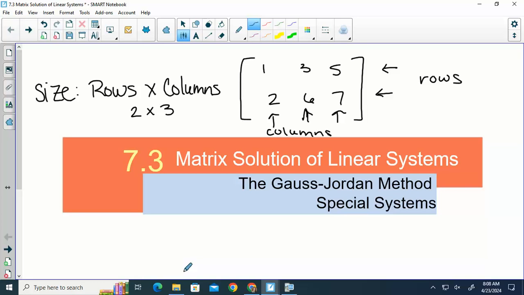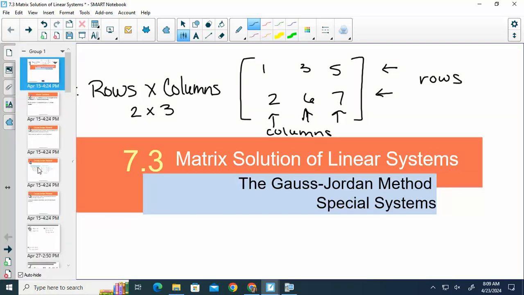Do you want us to write matrix with a 2 by 3? You said it's a 2 by 3 matrix. Do you want us to write matrix? You don't have to. You can just say 2 by 3. Right. Any questions so far? So we are going to take our system and write it in a matrix.